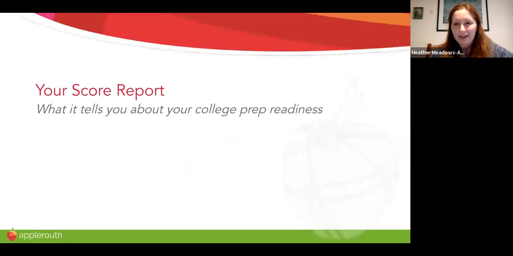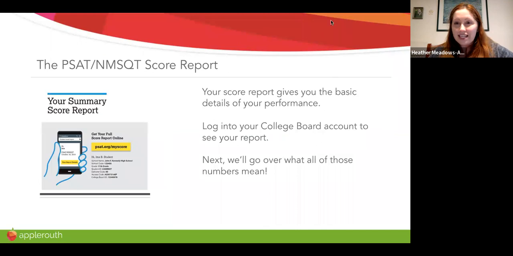So your score report, right? The first thing is that your score report is going to be found on the College Board website. Often you can go to psat.org/myscore, and that should take you there. Sometimes it doesn't work, but again, the College Board website.